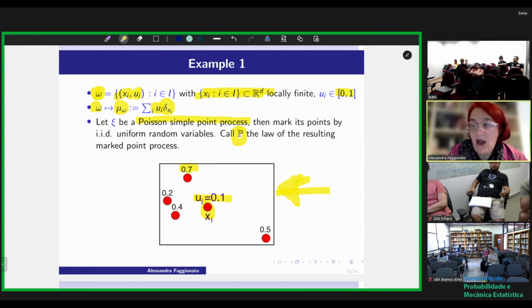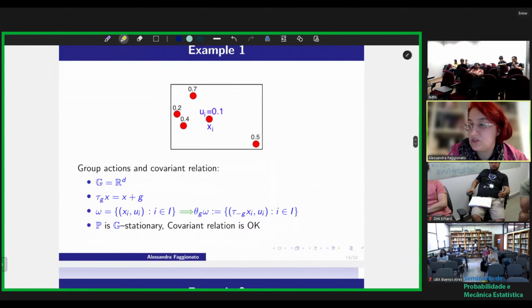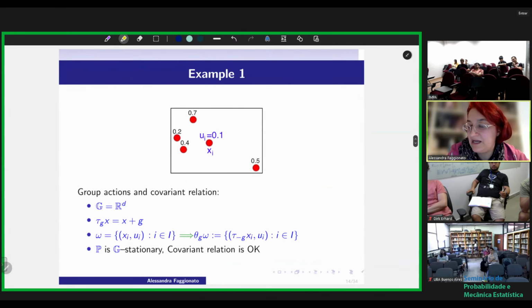Now here you don't see groups, but indeed there are. There is the group with two actions, in this simple example. The group underlying this example is R^d. And R^d acts on the Euclidean space by the trivial translation, so tau_g of x is equal to x plus g, the translation along g.